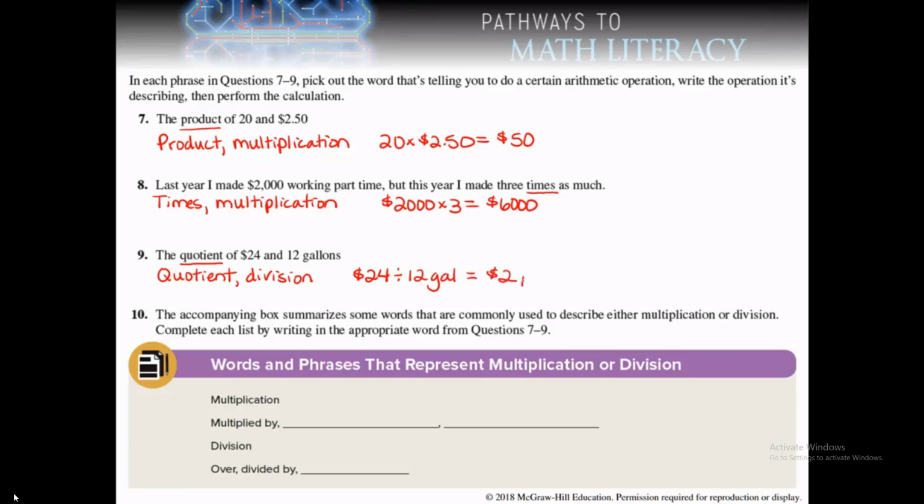In 10, now we're going to summarize the words we've learned for the different operations. So for multiplication, there's multiplied by, and then we have now learned product and times. For division, you can say a number over another, you can say divided by, and we have also now learned quotient.